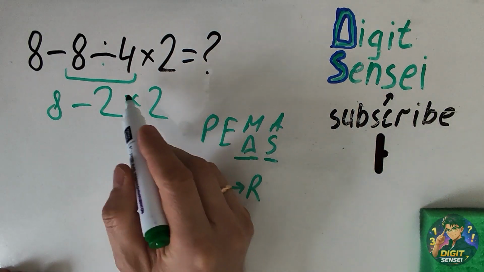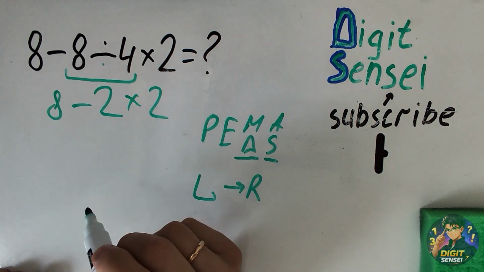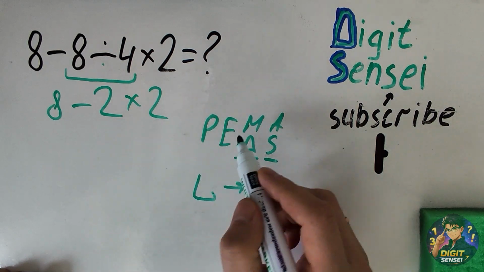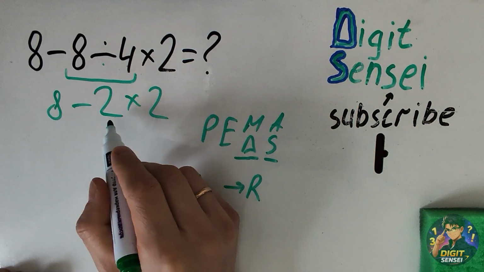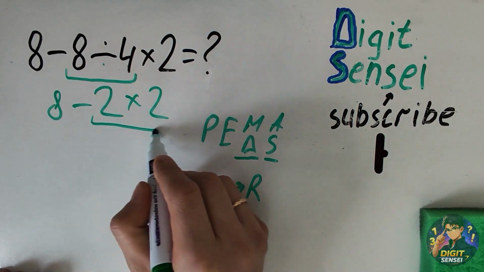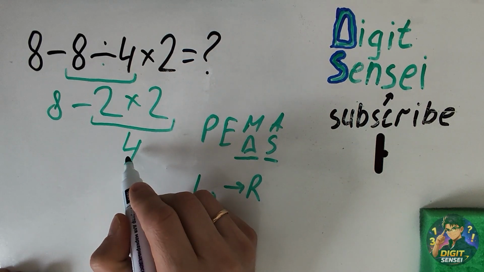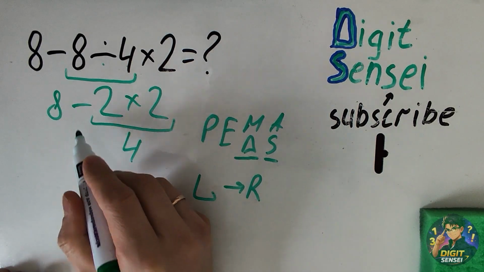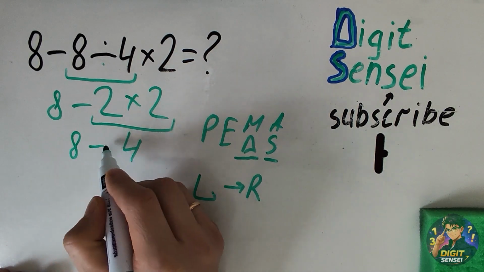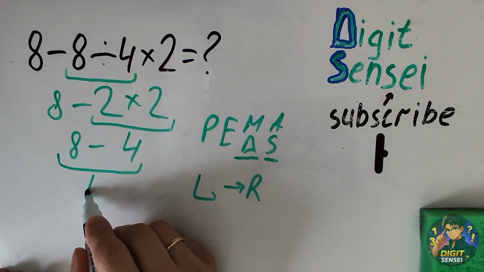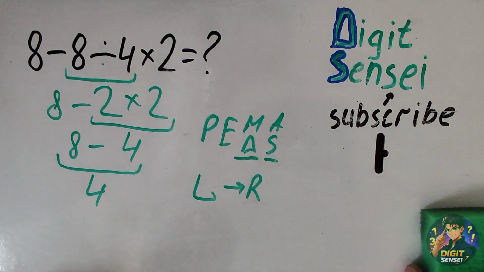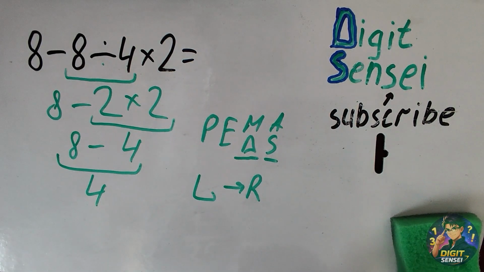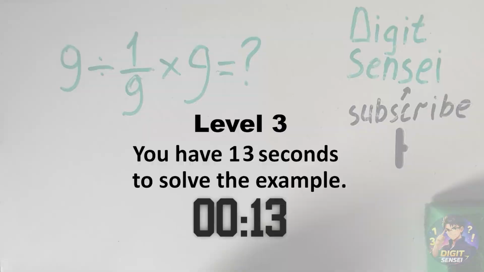According to the PEMDAS, multiplication has higher priority than subtraction, because multiplication comes before subtraction. So here first we have to do this multiplication. 2 times 2 gives us 4. So 8 minus 4, which equals 4. And this is our final answer to this problem. The correct answer is 4.